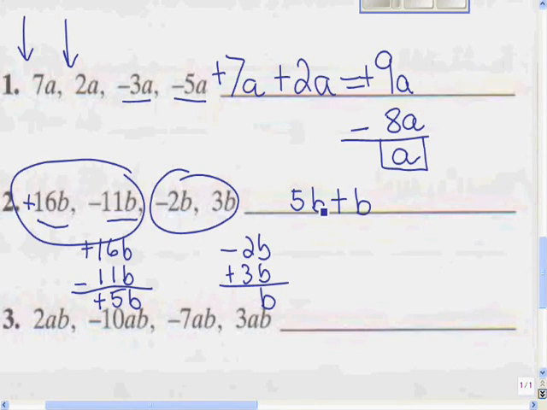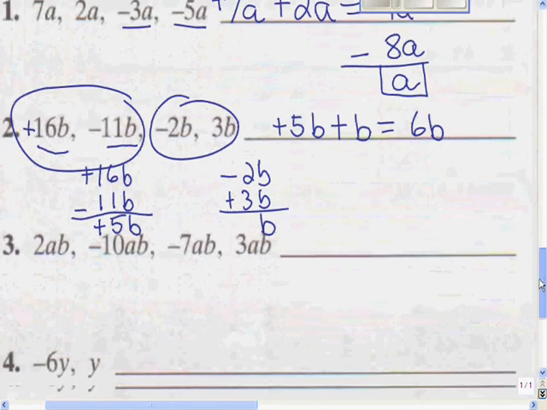So 5b plus b equals 6b. Because I've got 5 b's here and 1 b here. When I add them together, I get a 6b. And I know I have to add because both of these are positive. And remember, when the signs are the same, you add. When the signs are different, you subtract.